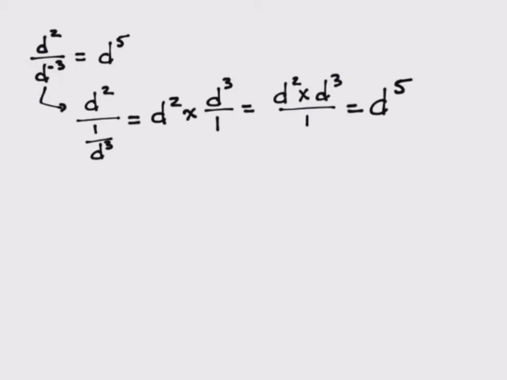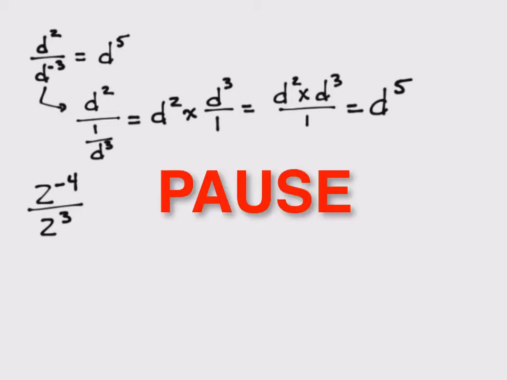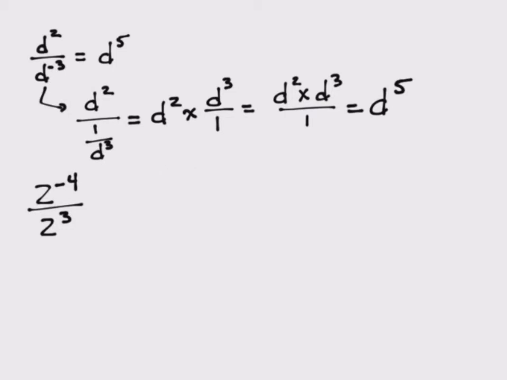All right, let's do another one. How about 2 to the negative fourth over 2 to the third? Why don't you pause the video and take care of it? All right, of course, there are 2 ways to go about doing this. You can just subtract the exponents. Negative 4 minus 3 is negative 7, so our answer is 2 to the negative 7, which you'd prefer to write without a negative exponent, so that's 1 over 2 to the 7th.